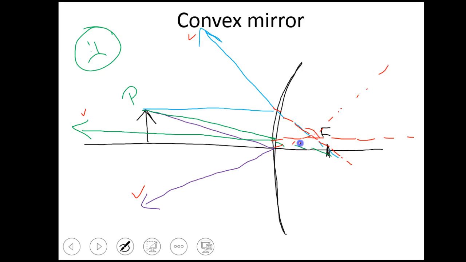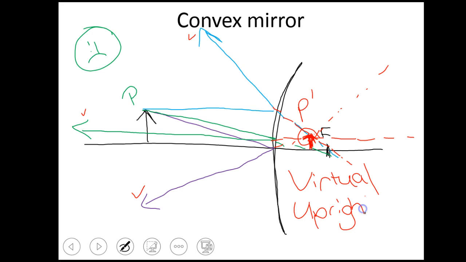Alright, and I do have this little place where things are converging, and so that's going to be my P prime. And it's little, but it's there. And it is going to be a virtual, again, because those rays can't actually get behind the mirror, they just appear to converge there. This is going to be a virtual upright image.